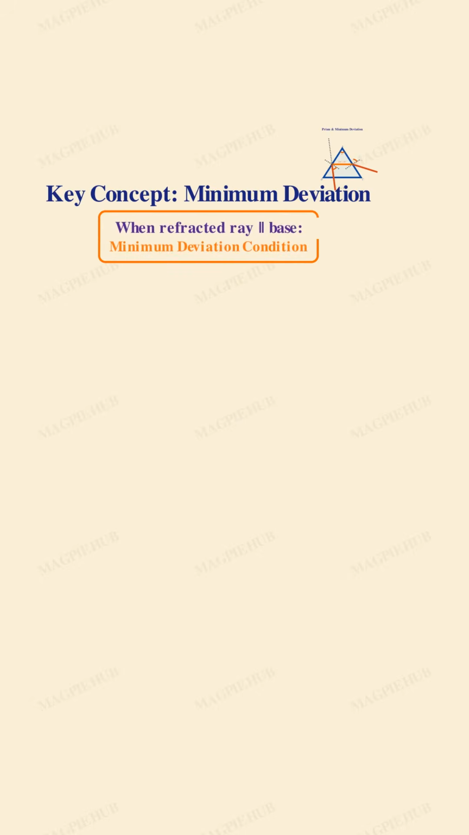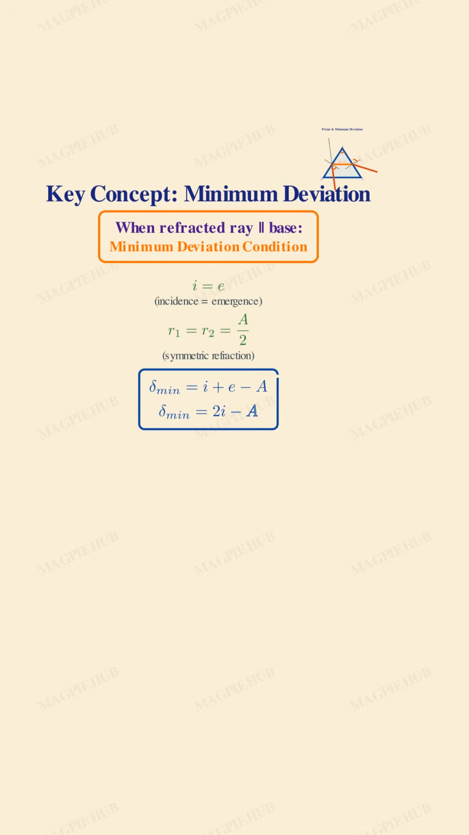The key concept is minimum deviation in a prism. When the refracted ray inside the prism is parallel to the base, the light travels symmetrically through the prism. This means the angle of incidence equals the angle of emergence, that is, I equals E. Also, the two refraction angles inside the prism are equal, R1 equals R2 equals A over 2. The minimum deviation formula is delta min equals 2I minus A.